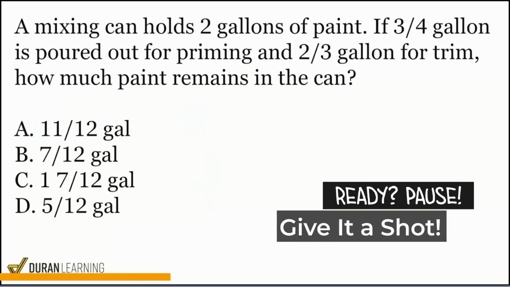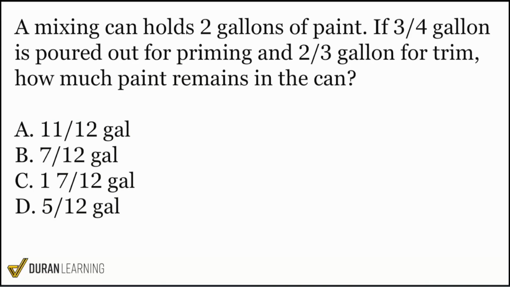All right, so here we are handling this next question. This question says, how much paint remains in the can right here at the bottom? I know that the question sentence actually starts way up here, but we don't need to get bottled up by reading this fraction, then this fraction. Really what we want to read is the story itself. It says, if this many gallons are poured out for priming and that many gallons for trim, how much paint remains in the can?